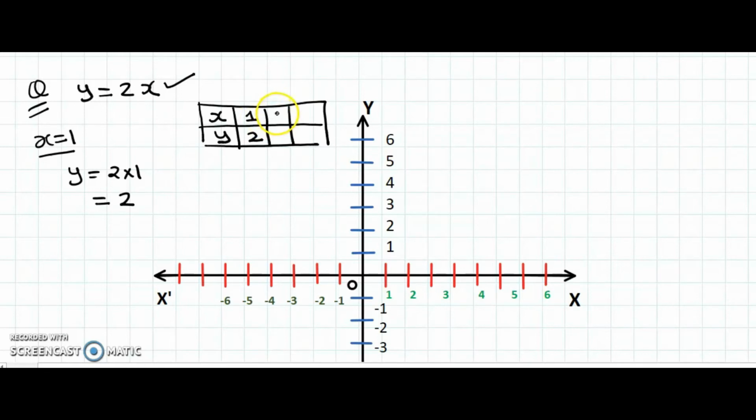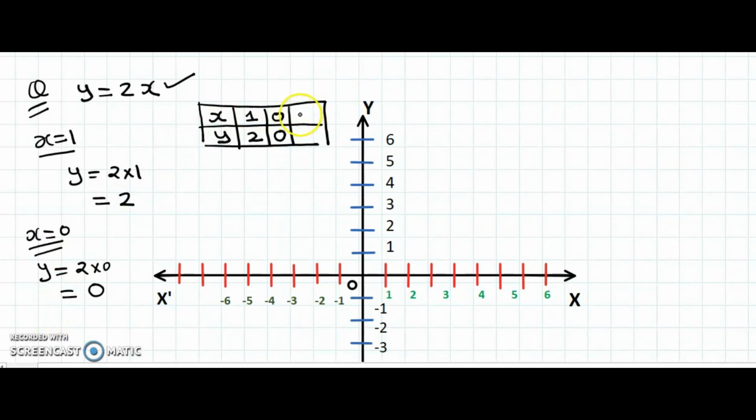Let me take the value as 0. So in place of x, now I am going to write x is equal to 0. Let us substitute in our given equation. So y is equal to how much? That is 2 into 0. Common sense, it is going to come as 0. So here I have got the value as 0. Now let us take one more value, and then we are going to draw the graph.